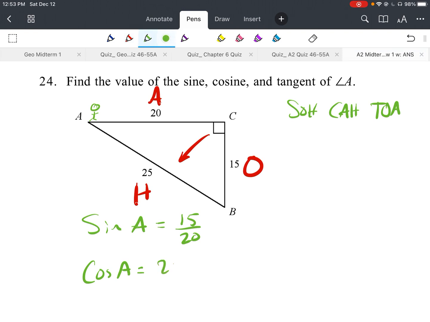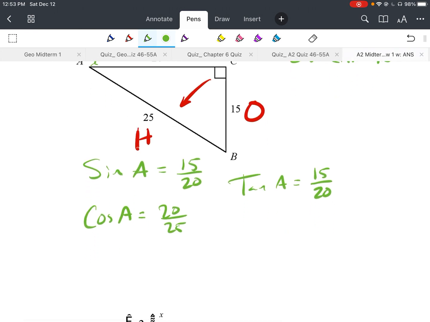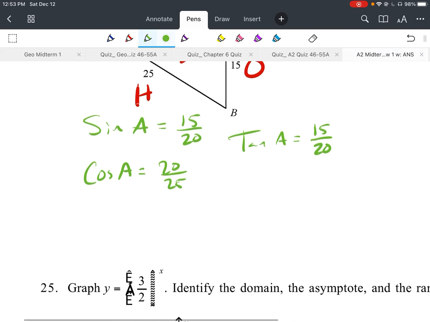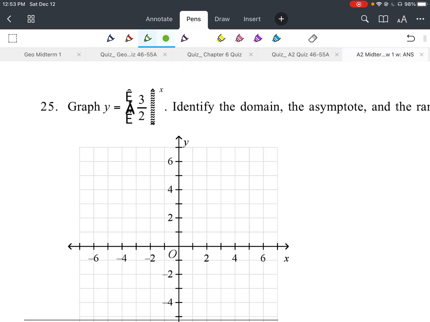And this is going to be 20 over 25. And the last one is tangent, which is going to be opposite over adjacent. So that's tan of A equals 15 over 20. Okay, that's all you got to do. That was fun. All right, so fun, so fun. And you could reduce those fractions, obviously, but you get the idea. Technically, you could make it decimals too.